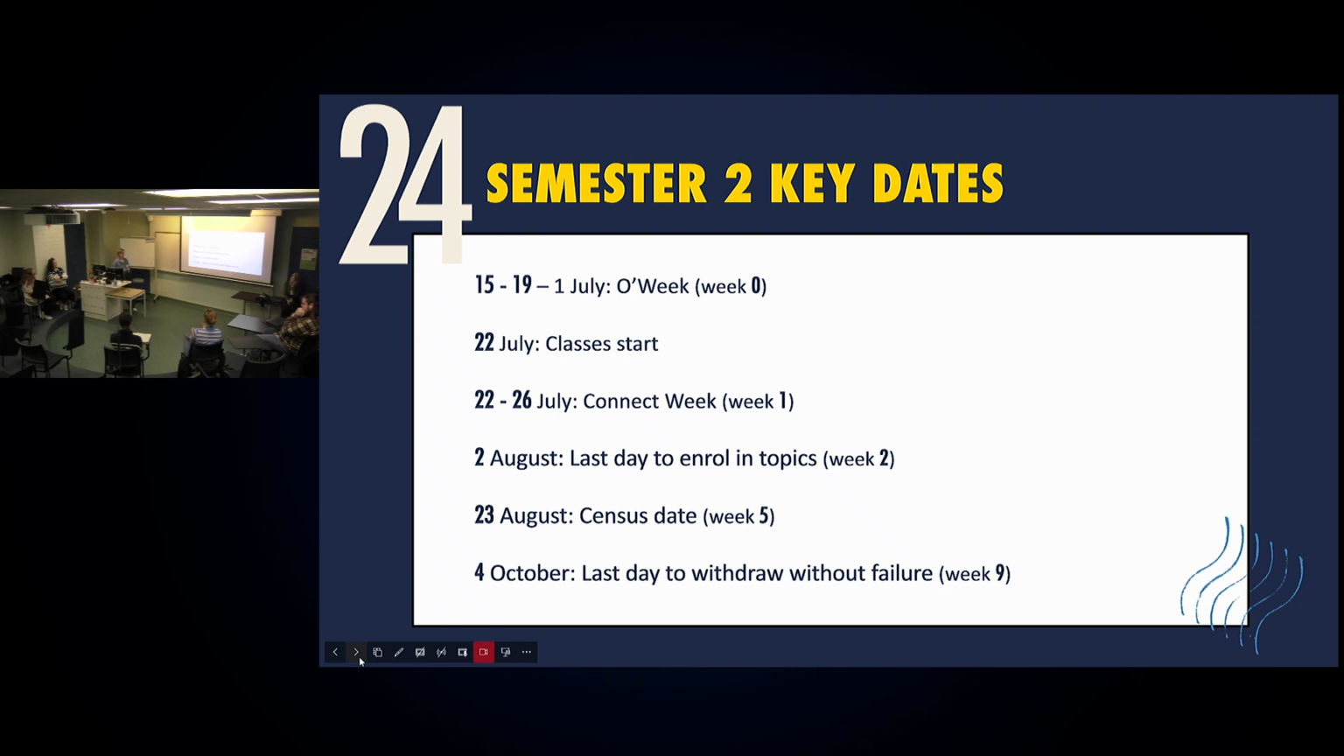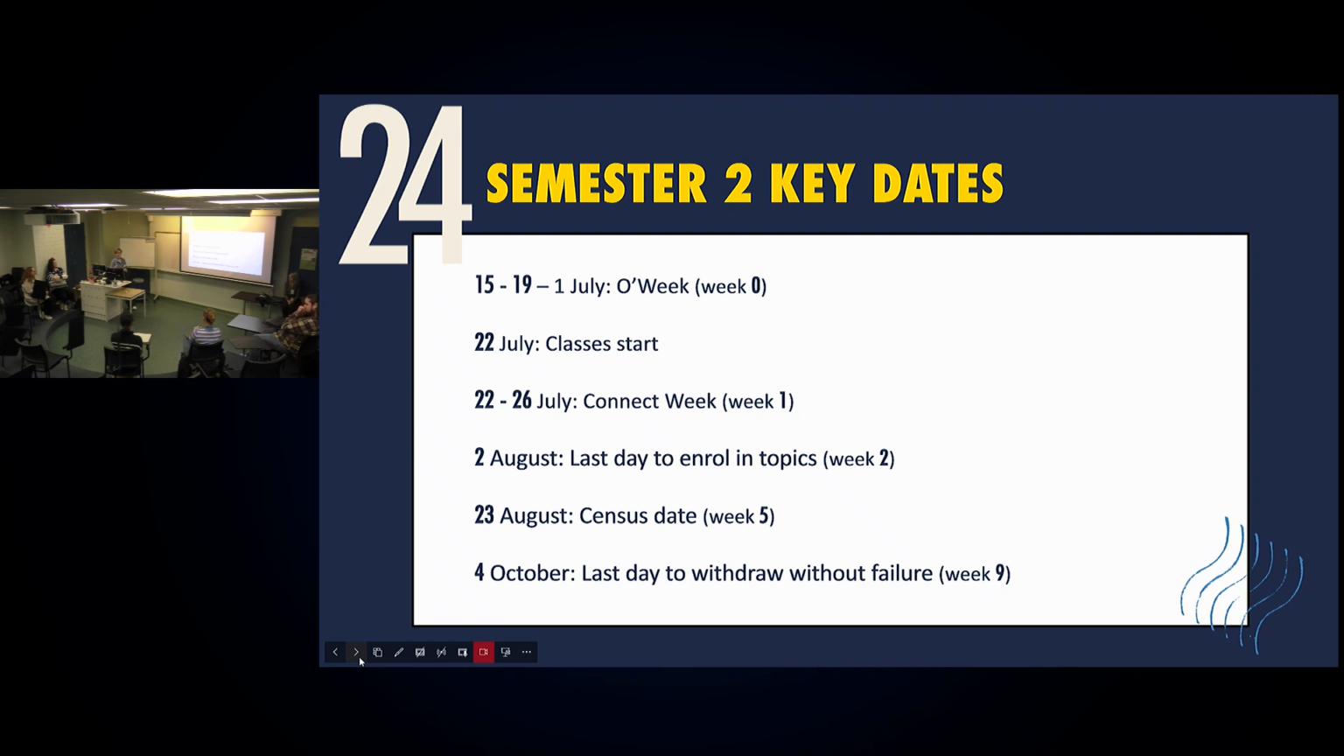The census date is in week 5, so this is the date in which you can withdraw from a topic without incurring any required financial contributions. So if you don't want to continue in that topic, that is the date to let the university know, and then you won't have to pay for that topic or the student contribution for that topic. There is the last day to withdraw without a fail, which is in week 9, the 4th of October as well.